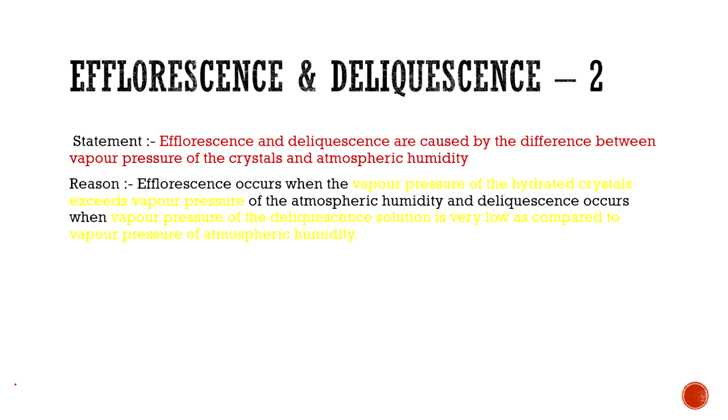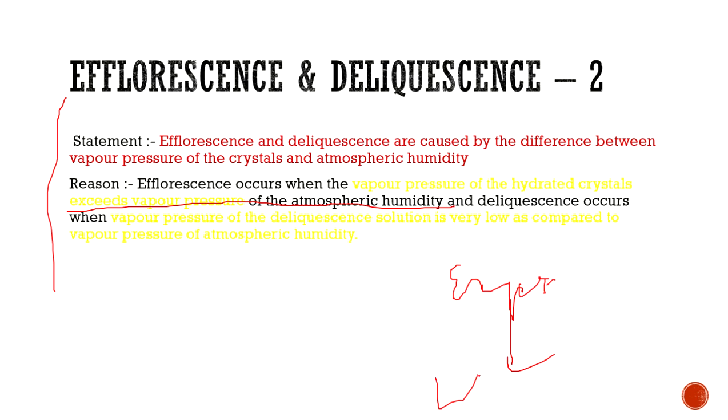There is a statement, and this is very important. Efflorescence and deliquescence are caused by the difference between the vapor pressure of the crystals and the atmospheric humidity. Give reason. Look at the reason. When does efflorescence happen? When the vapor pressure of the hydrated salt exceeds the vapor pressure of atmospheric humidity. When you expose it to air, it loses its moisture. Its reason is that the vapor pressure of this salt exceeds the vapor pressure of the atmosphere. Due to this, efflorescence happens.